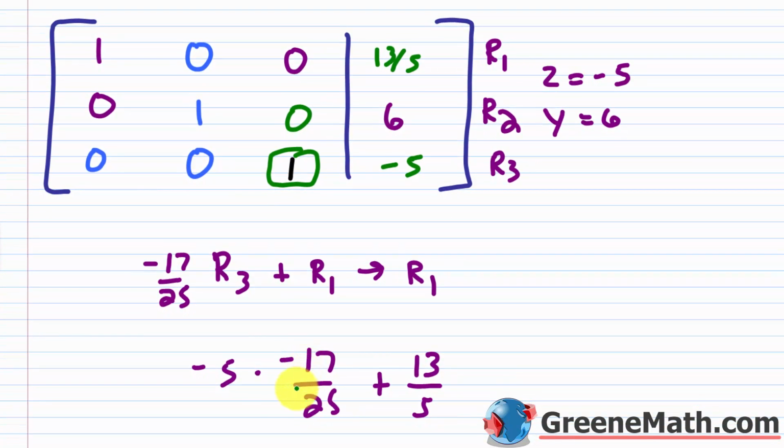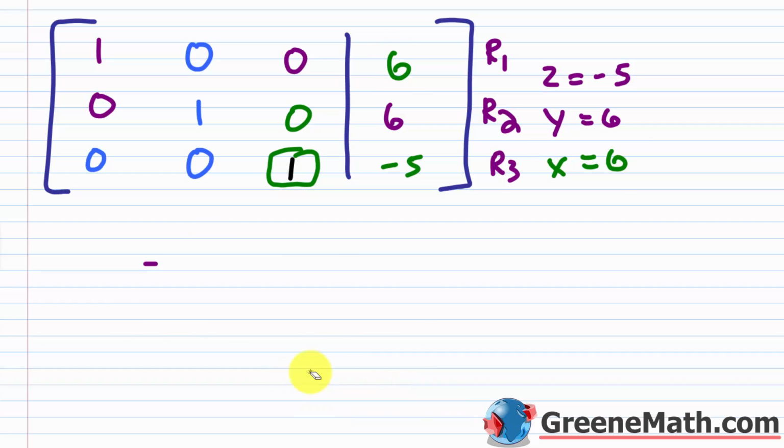Okay, let's find out. So this guy would cancel with this guy and give me a 5. Negative times negative is positive. So let's just get rid of that and say this is 17 over 5 plus 13 over 5. That's 30 over 5, which is 6. Okay? So this is 6. So x is 6, y is 6, and z is negative 5.